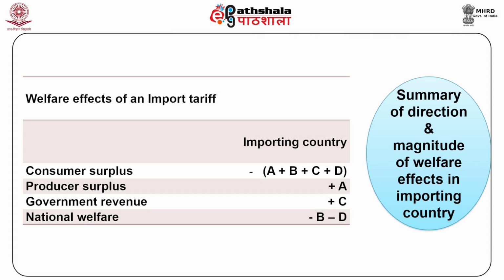The table shows the summary of the direction and magnitude of the welfare effects to producers, consumers and the government in the importing country. The tariff effects of a small country are as below. Importing country consumers: consumers of the product in the importing country are worse off as a result of the tariff. The increase in the domestic price of both imported goods and the domestic substitutes reduces consumer surplus in the market. The magnitude of the change in consumer surplus is shown as A plus B plus C plus D.